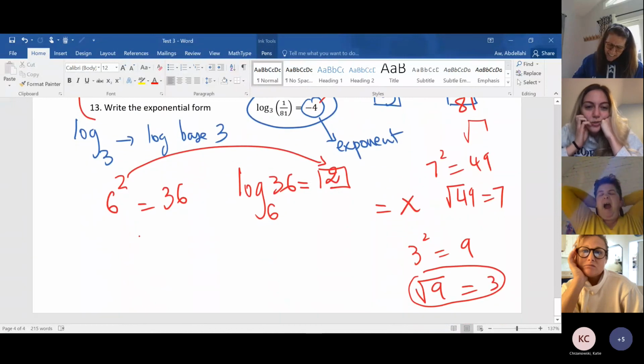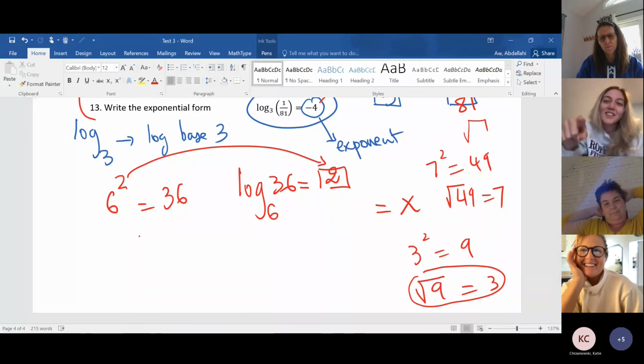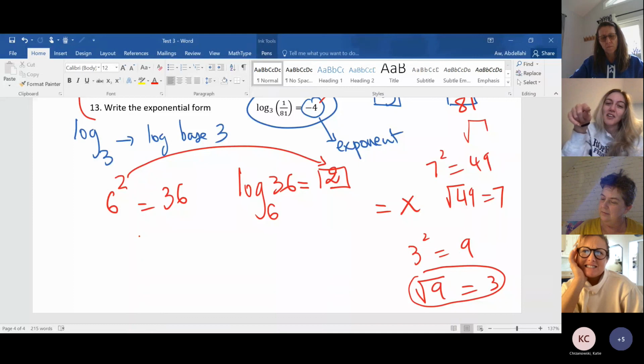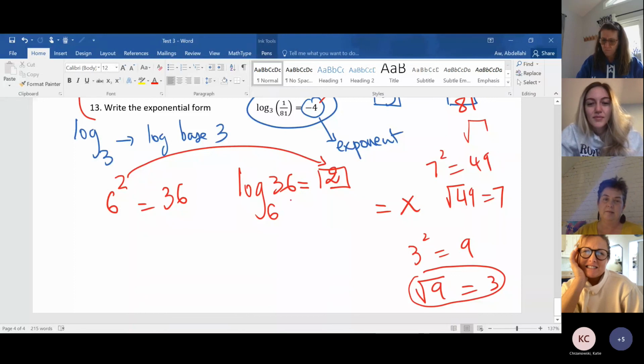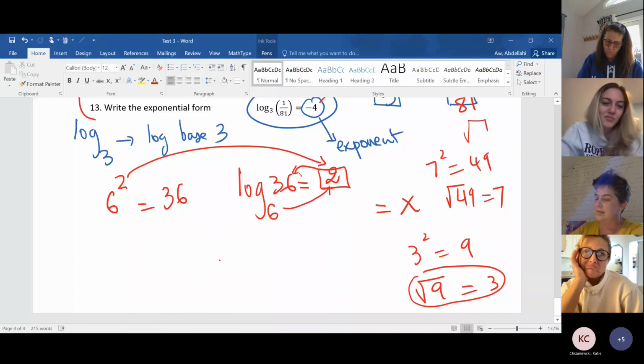I just do a swirl, like a swirly. I go from the 6, I take an arrow and take it to the 36, and then I loop around to the 2, and that's how I remember. Exactly, and this is exactly it. For instance, I say this exponent is equal to this, right? 6 raised to the second power equals 36.